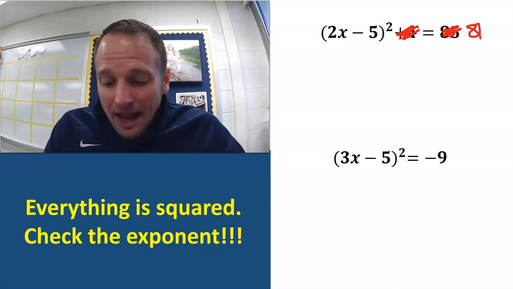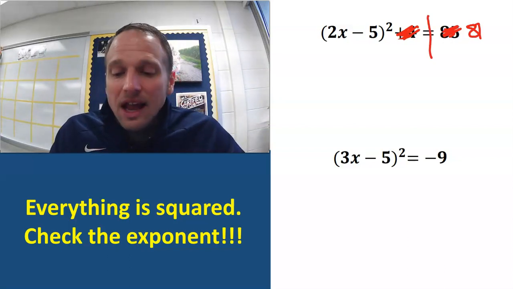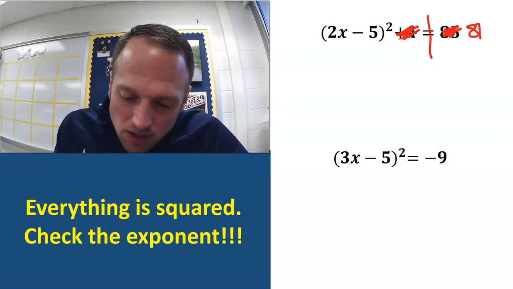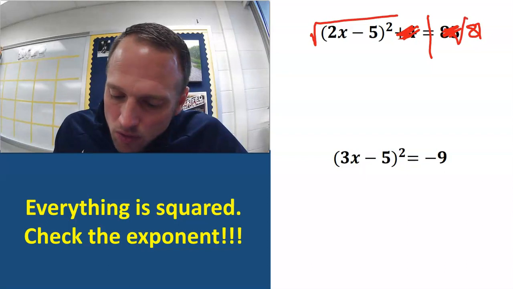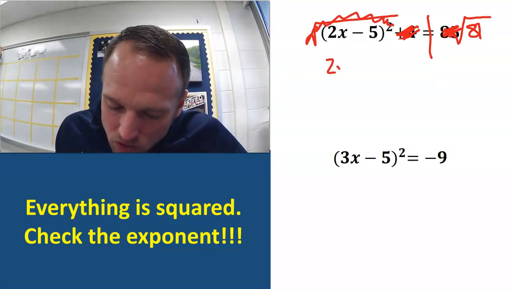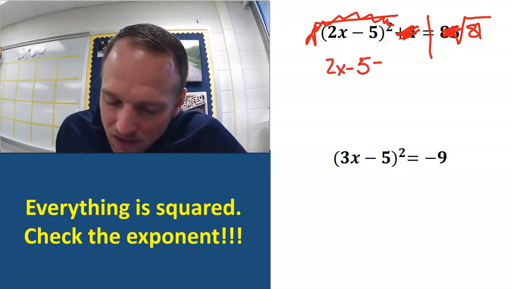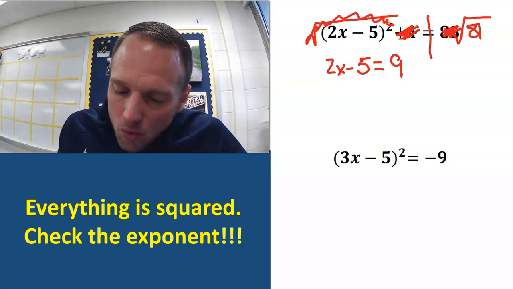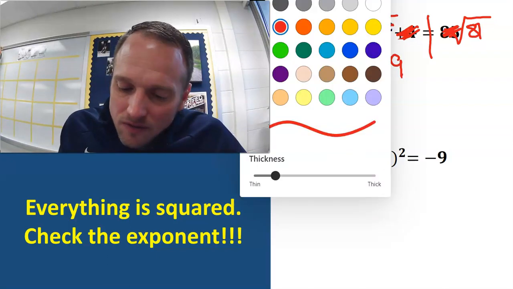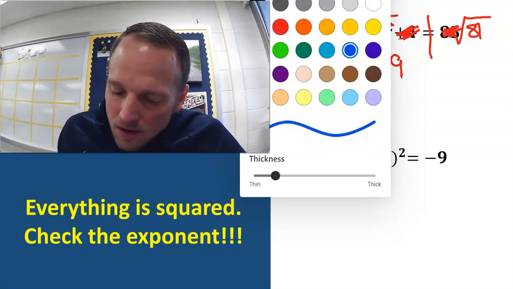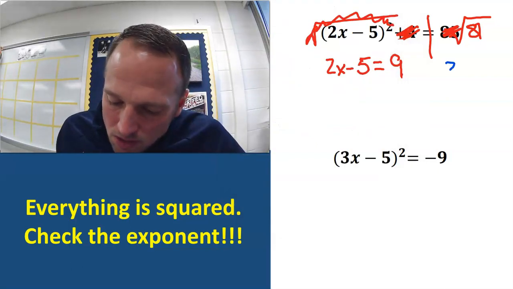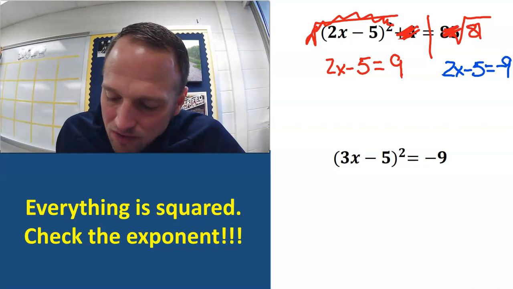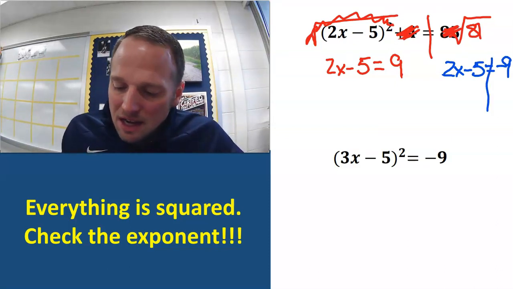All right, so now everything on that left side is being squared. So let's square root it. Take the square root of both sides. The square and the square root will cancel. We've got 2x minus 5 equals, the square root of 81 is 9. Or remember, we need those two answers if there's an x squared in there. The other answer is going to be 2x minus 5 could be equal to negative 9. So we've got a positive 9 and a negative 9.